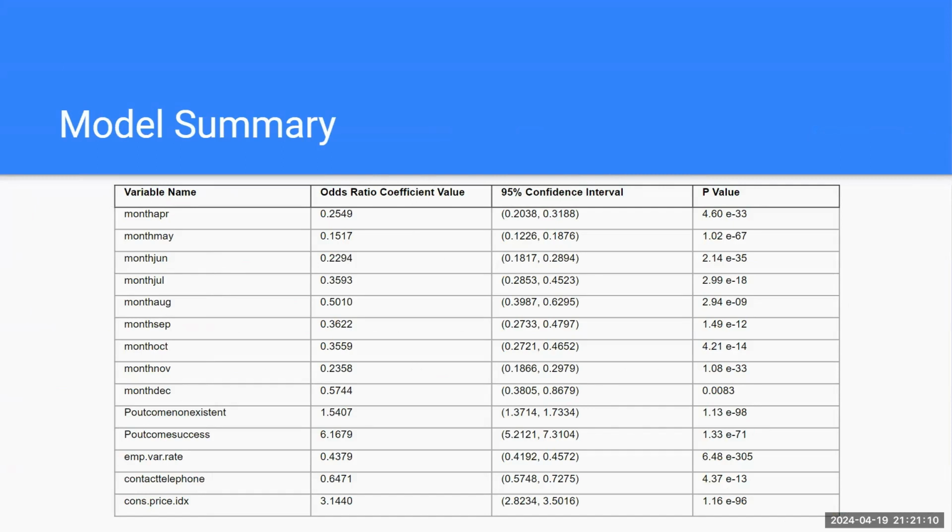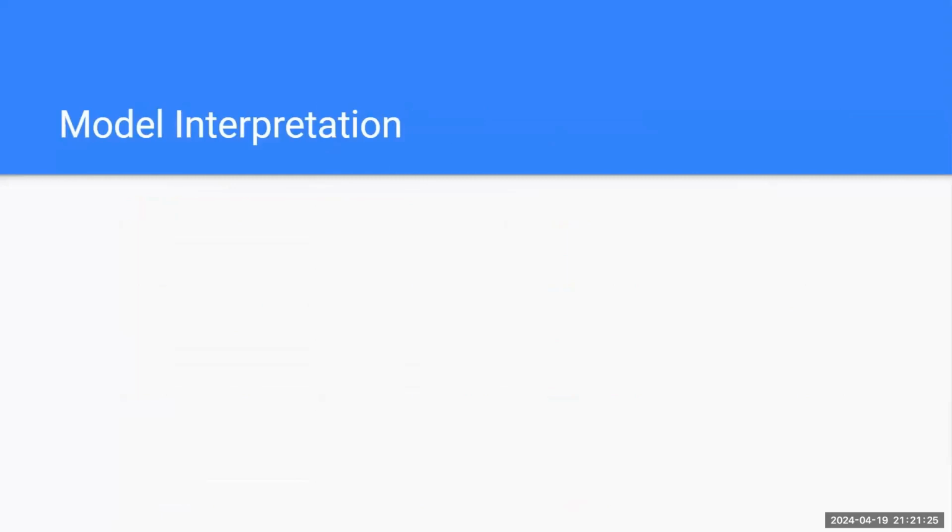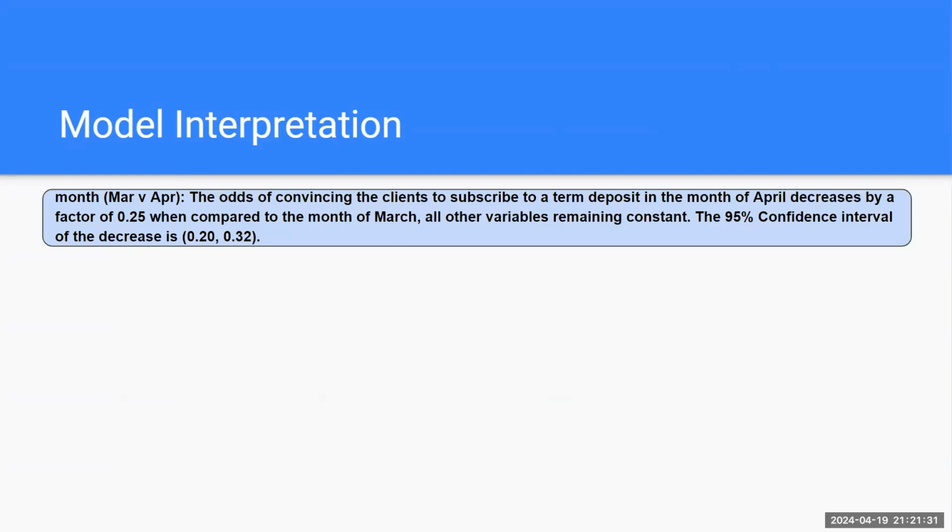We are putting the coefficients for the model. We took the exponent of those to get the odds ratio coefficients, and we included the 95% confidence intervals as well, and the list of p-values. But we wanted to interpret some of those coefficients. For a categorical variable, we looked at month, comparing March versus April. The odds of convincing the clients to subscribe to a term deposit in the month of April decreases by a factor of 0.25 compared to the month of March, keeping all the variables constant, and the 95% confidence interval for this decrease is 0.2 to 0.32.